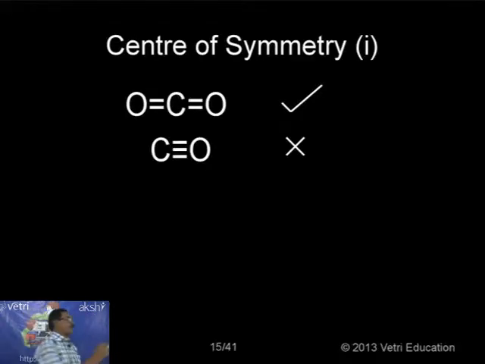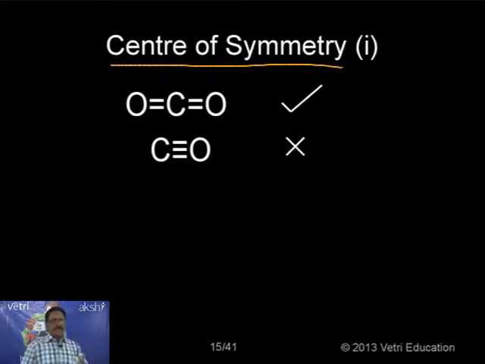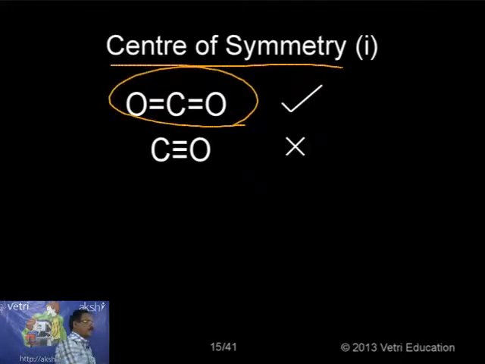Okay, let me explain. I hope I have given a very clear idea of what the plane of symmetry is. There are three types: vertical, horizontal, and diagonal. I have already explained by taking a specific example, benzene. Now, center of symmetry, I want to explain. Take the carbon dioxide molecule. This is the structure of carbon dioxide. Let me explain how to define center of symmetry.